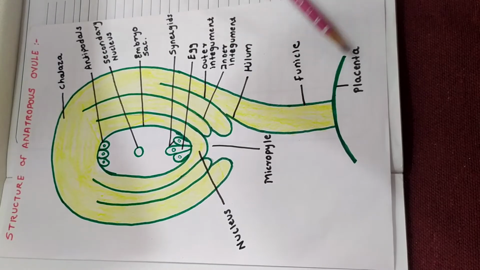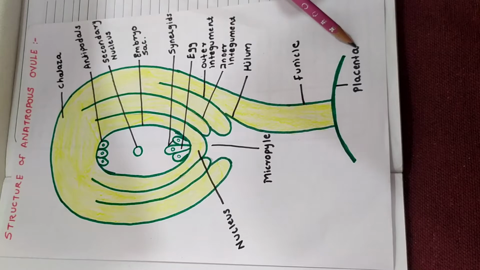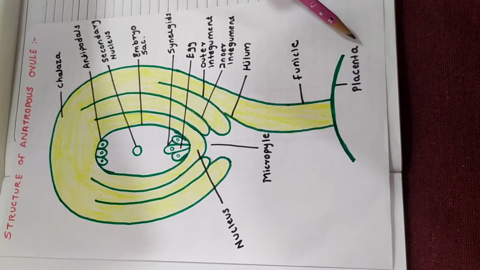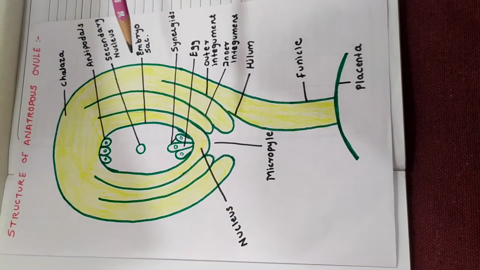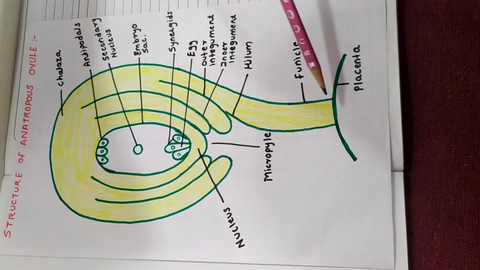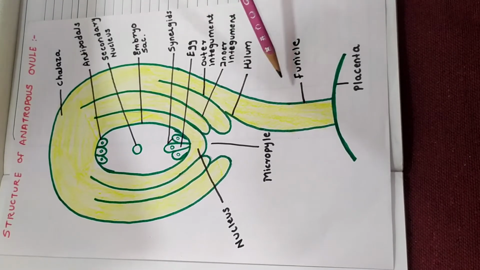Now what is the placenta? The placenta is the structure or organ which is developed for the nourishment of the young one inside the womb. So each ovule develops inside the ovary and is attached to the placenta by a small stalk-like structure called the funicle or funiculus.